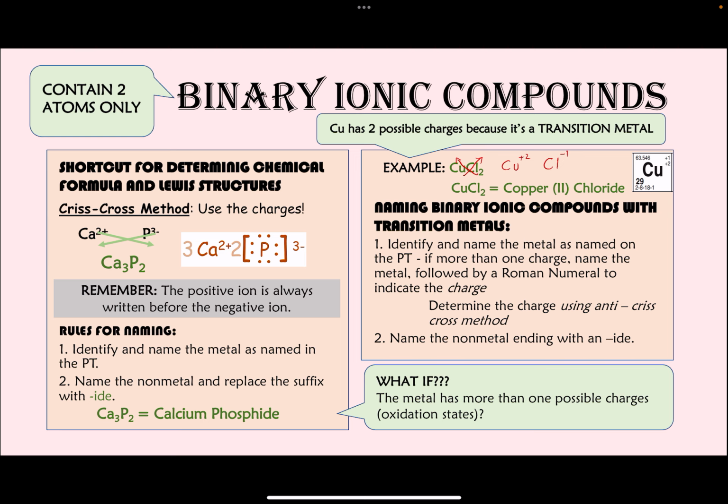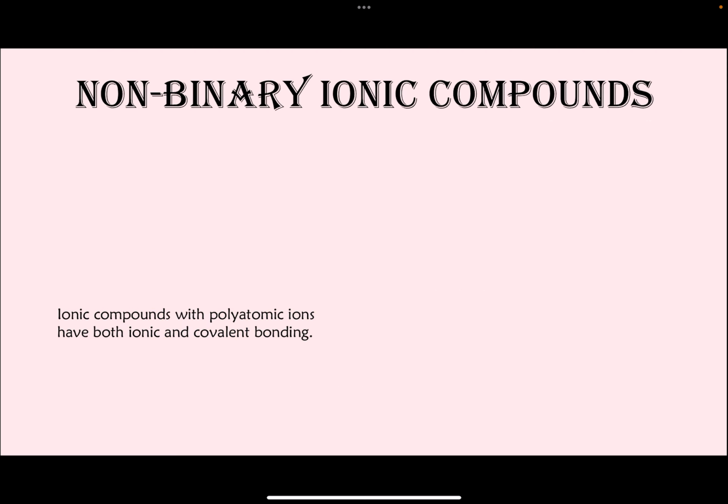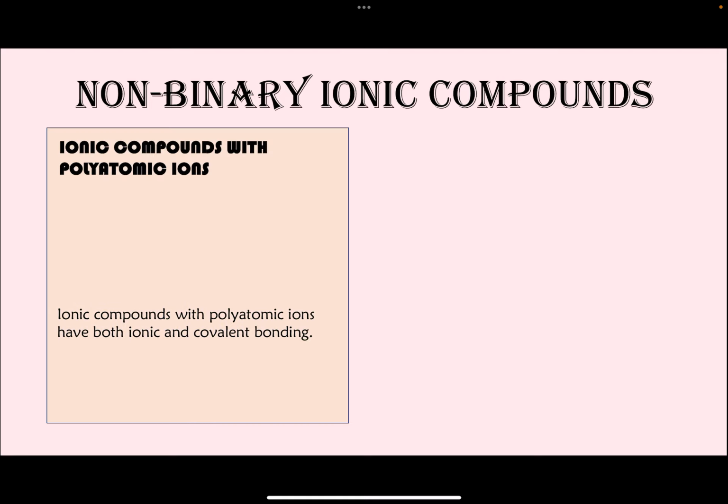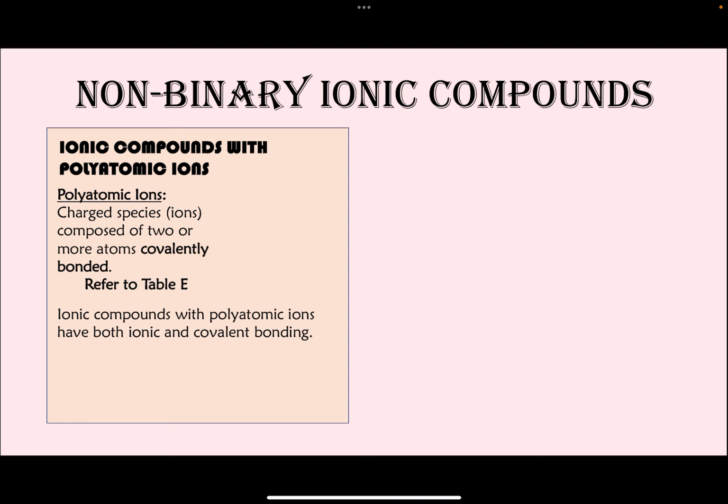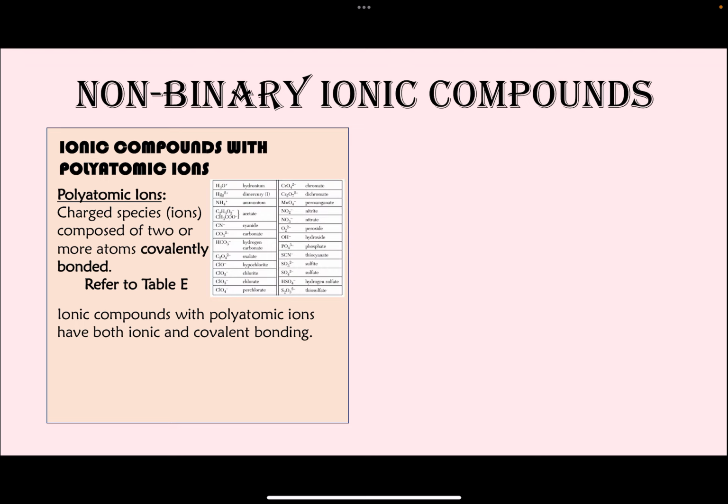Now sometimes we can also have non-binary ionic compounds, meaning any ionic compounds that have more than 2 atoms. So examples of those are the ionic compounds that have polyatomic ions. So very quick definitions, your polyatomic ions are charged species because they are ions, right? So they are charged species that have 2 or more atoms covalently bonded with each other. You are given a bunch of polyatomic ions. These are pretty much all of the polyatomic ions that you need to know of.